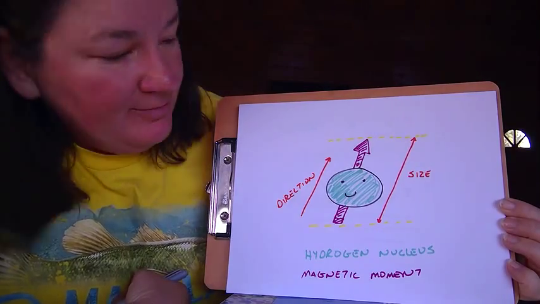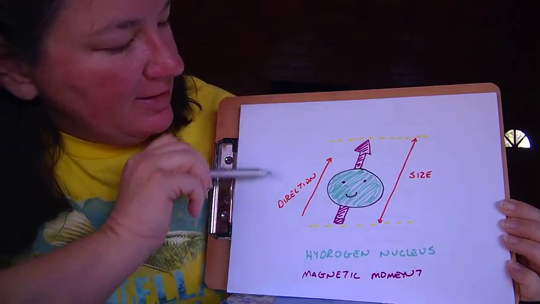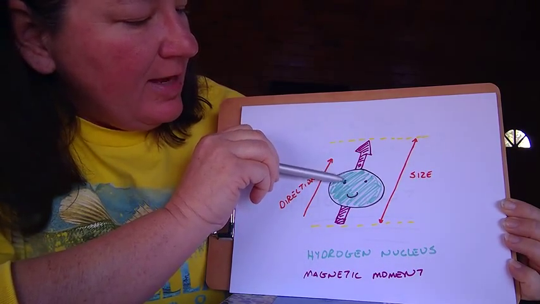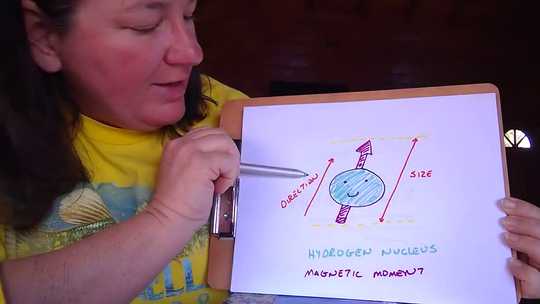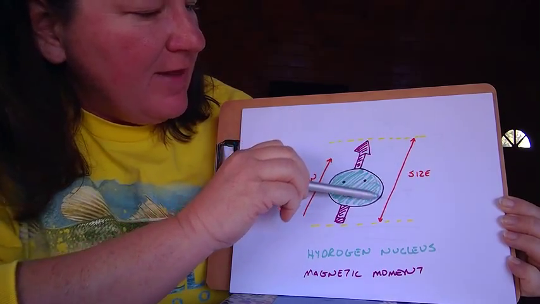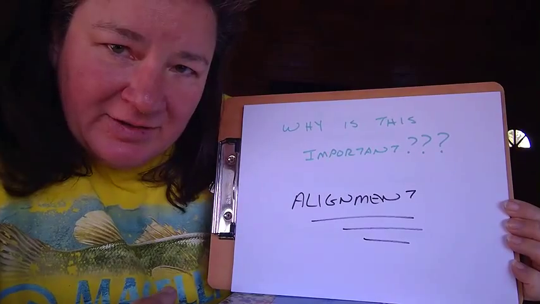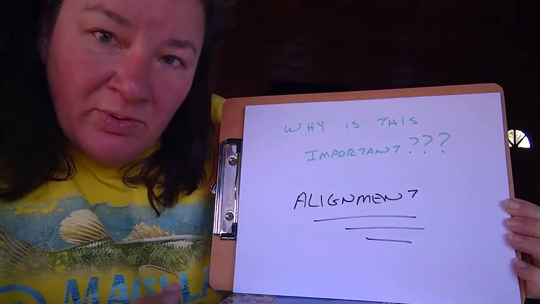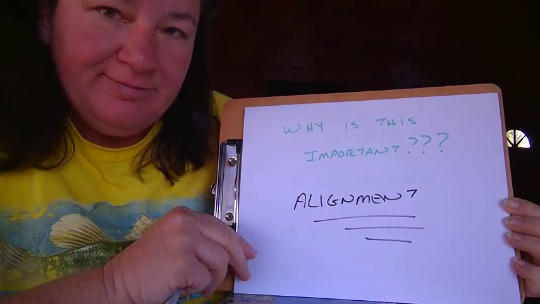So what does that mean? Here's happy little hydrogen atom. Basically, here he is. This is his arrow. Now that arrow represents your magnetic moment. You have a direction, and you also have the size of that magnetic moment. Now you're asking yourself, why do I care? Why is this important? Well, it's important to understand alignment with your magnetic moments.